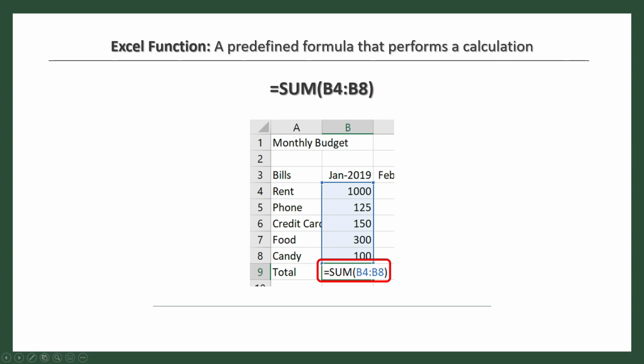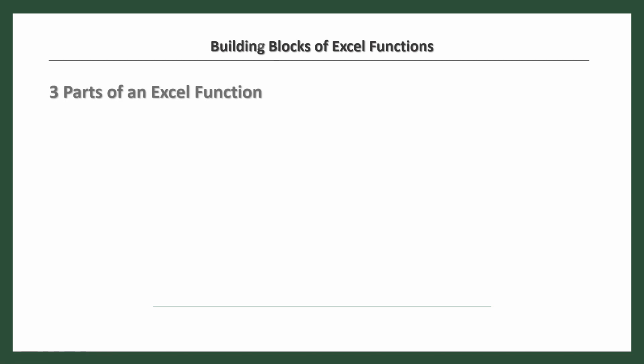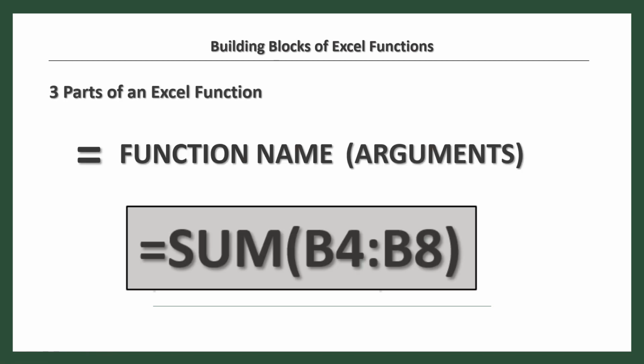So we will have the assignment operator, the name of the function, and then in brackets we'll have the range. So B4 and then B8. B4 to B8, the range. Now the building blocks of a function has got three parts. The first part is the assignment operator. The second part is the function name, and then the third part is the arguments. So in theory, the arguments is just the range.